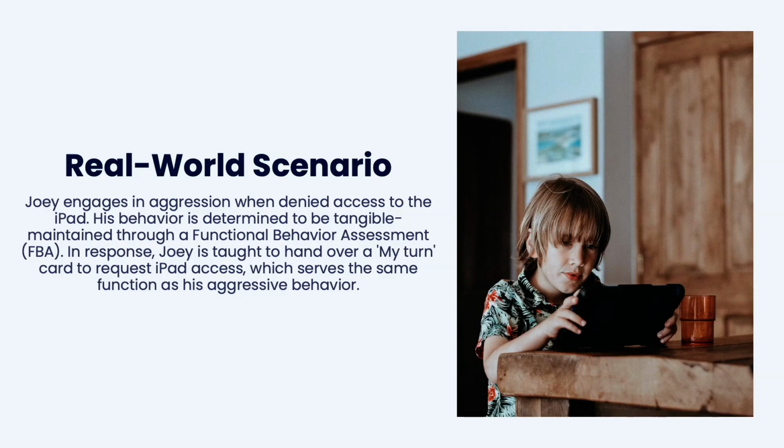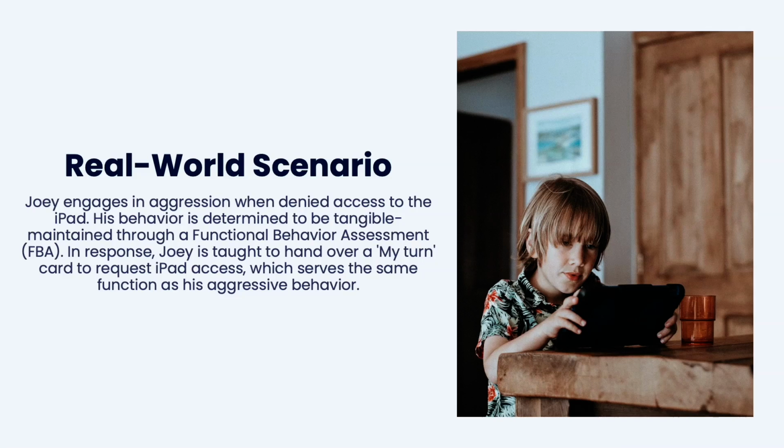Joey engages in aggression when denied access to his iPad. His behavior is tangibly maintained. So it's access to a tangible through an FBA. In response, when they're engaging in aggression whenever the iPad's taken away, that's my first guess. You want to do a little bit more because that could be attention and that could be escape from whatever they're trying to move him to. Like, oh, no more iPad, let's go clean our room. And that might be escape.